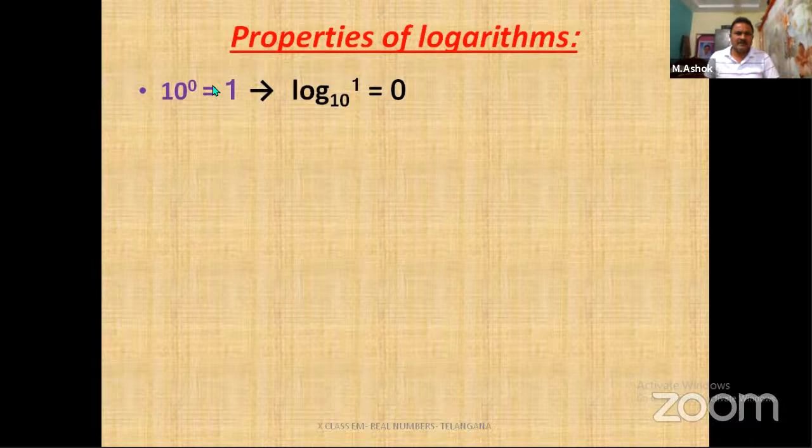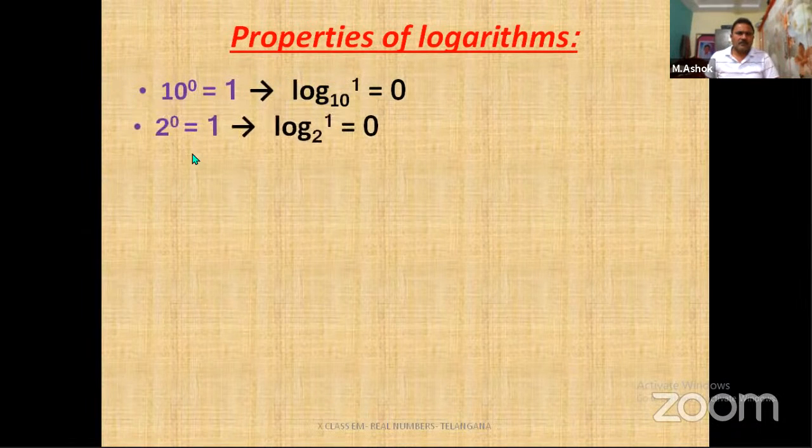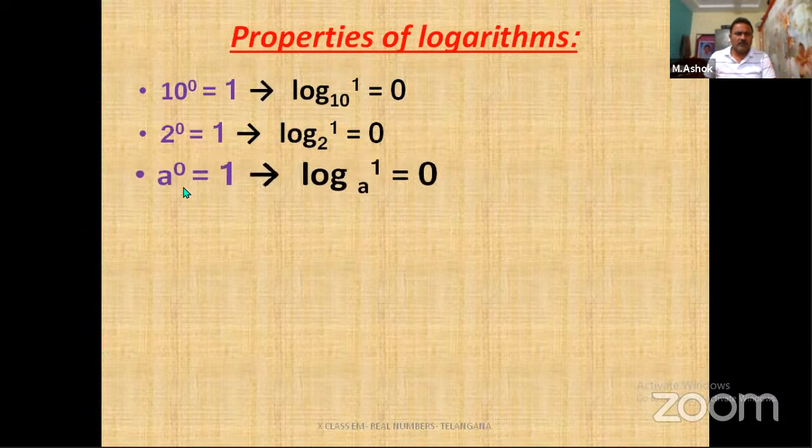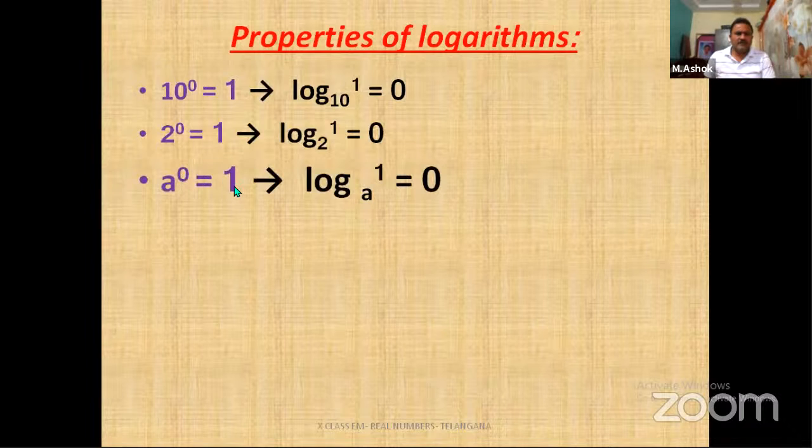Log 1 base 10 is equal to 0. Okay, take one more. 2 to the power of 0 is equal to 1. So for any number, the power 0 is equal to 1. So 2 to the power of 0 is equal to 1 means write its logarithmic form. Yes, log 1 base 2 is equal to 0. Look at one more. A to the power of 0 is equal to 1. So its logarithmic form is log 1 base A is equal to 0.